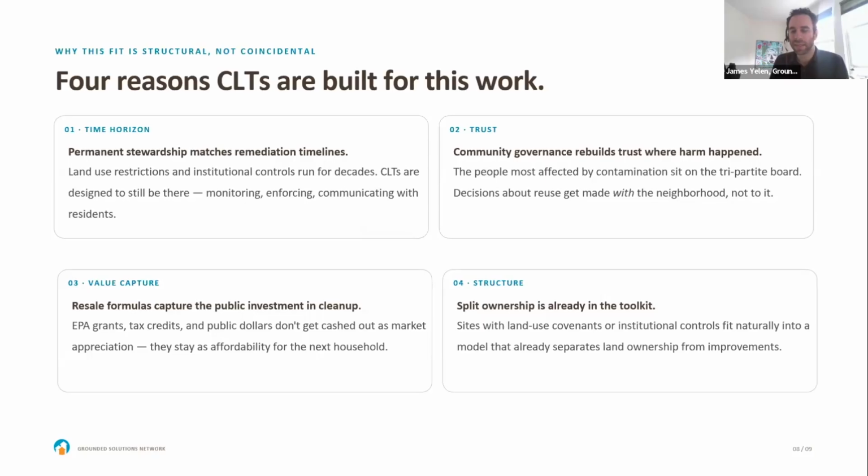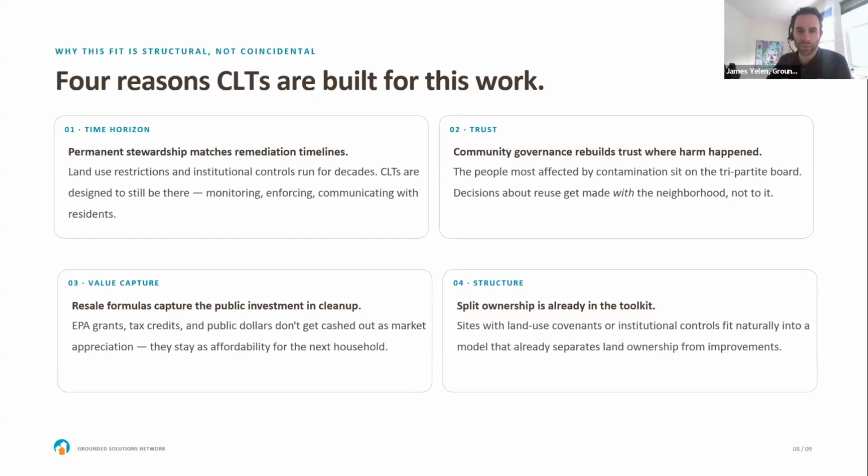We also know that in many cases, communities were significantly harmed by the toxic uses that come before and during these brownfields. So when those communities are harmed, we believe that land trust and a community governance model can help rebuild some of that trust where harm has eroded it.